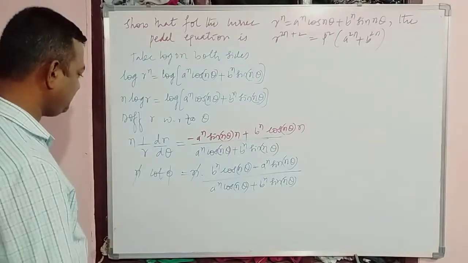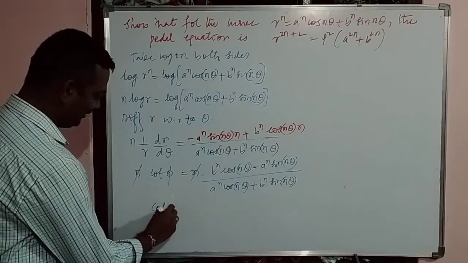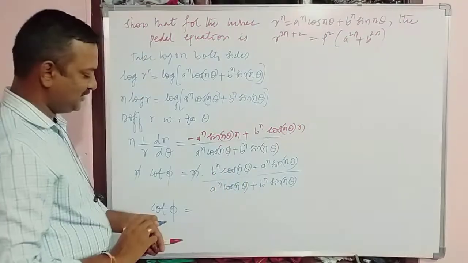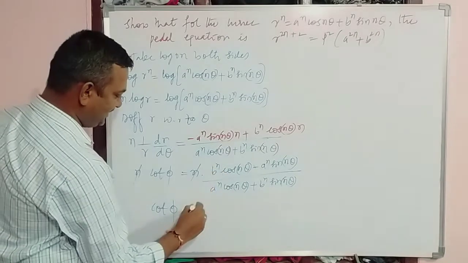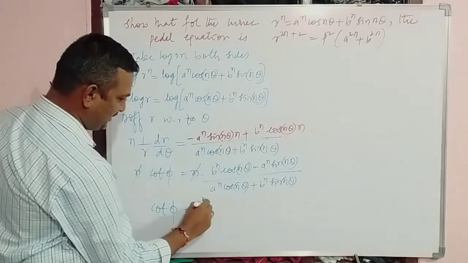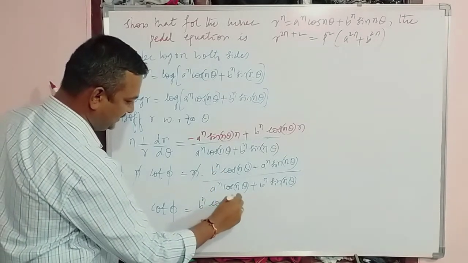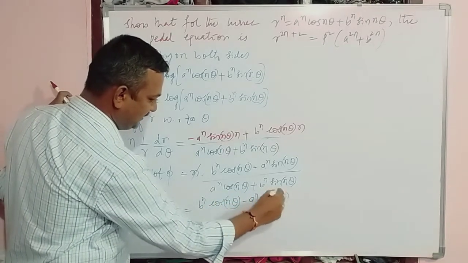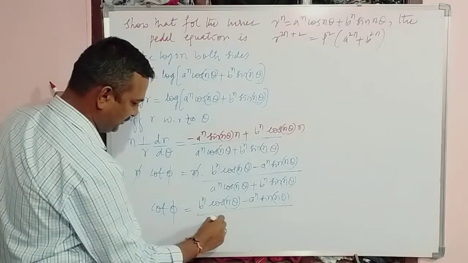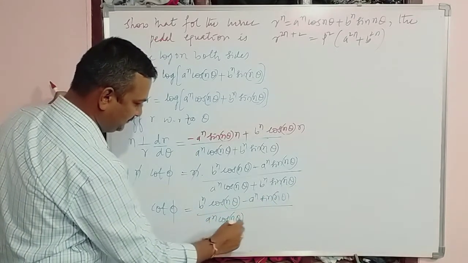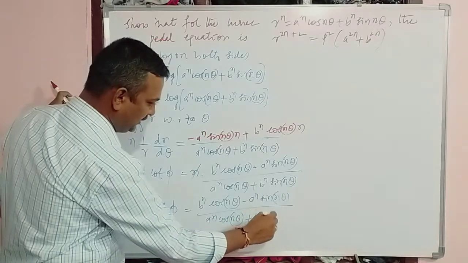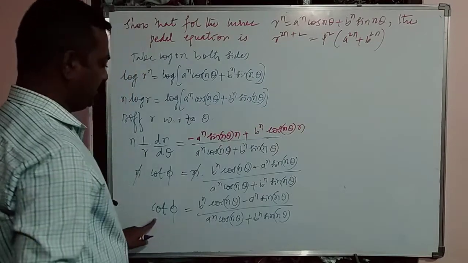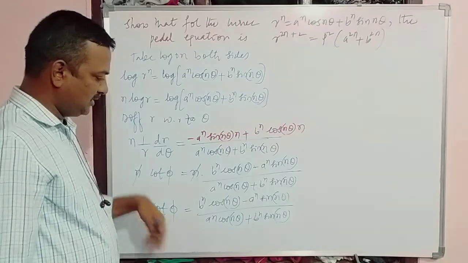Look here. You cannot simplify the right side in terms of cot, so you write it as it is. Cot φ is (b^n cos nθ minus a^n sin nθ) divided by (a^n cos nθ + b^n sin nθ). You can't proceed further.